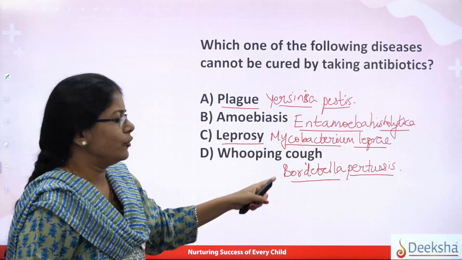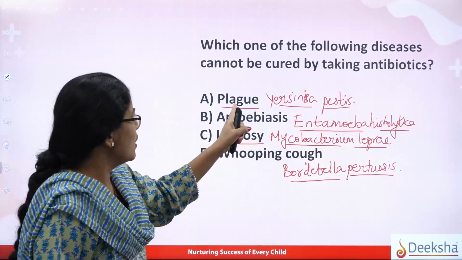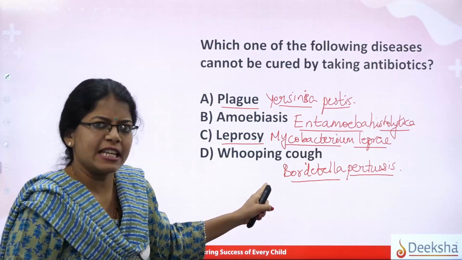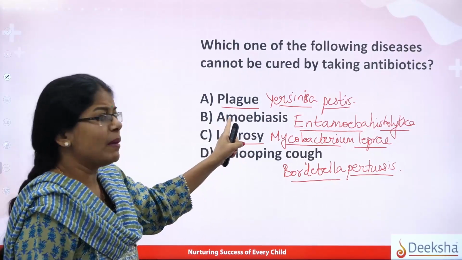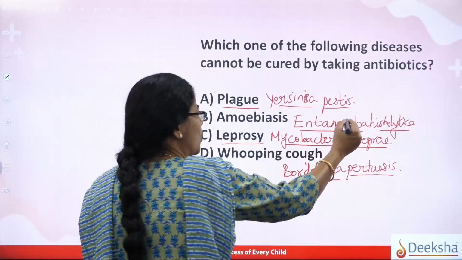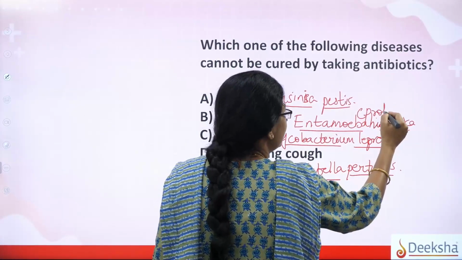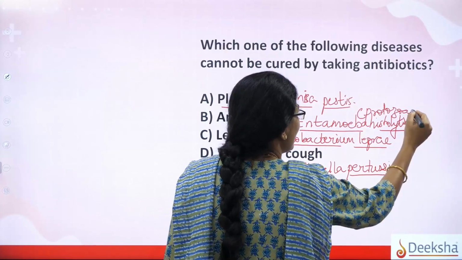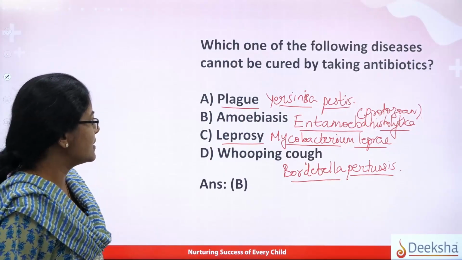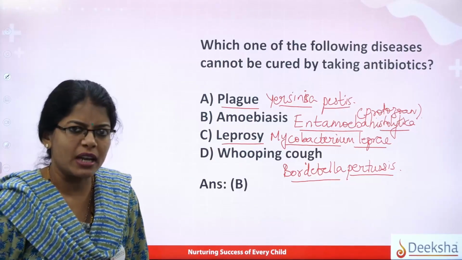So if you see, three out of the four options, plague, leprosy and whooping cough, are caused by bacteria, and amoebiasis is caused by Entamoeba histolytica, which is a protozoan. Right? So which answer will be correct here? That is going to be answer B, Entamoeba histolytica.